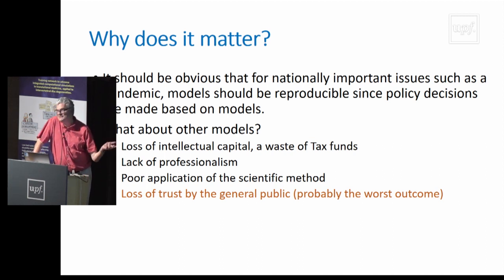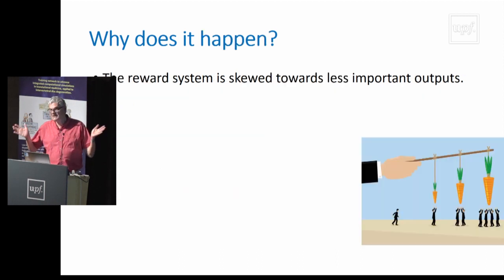Climate change, evolution, vaccination, everybody is a skeptic, for no good reason. And so there's a lack of trust in the public, and we should try to make sure that the work we do is trustworthy. Why does it happen? It's a very easy explanation. It's because the reward system is skewed. There's no reward for following the scientific method.